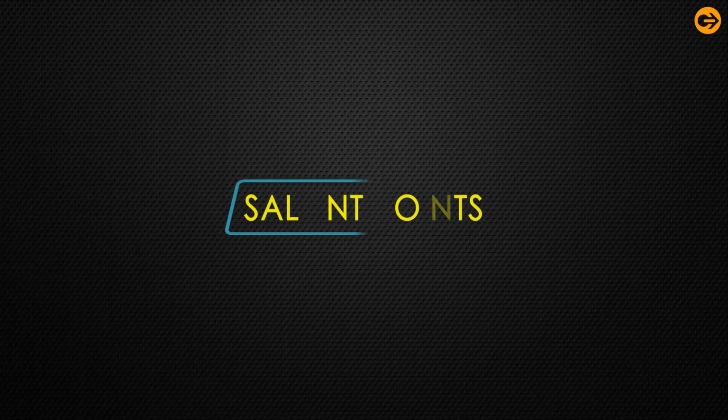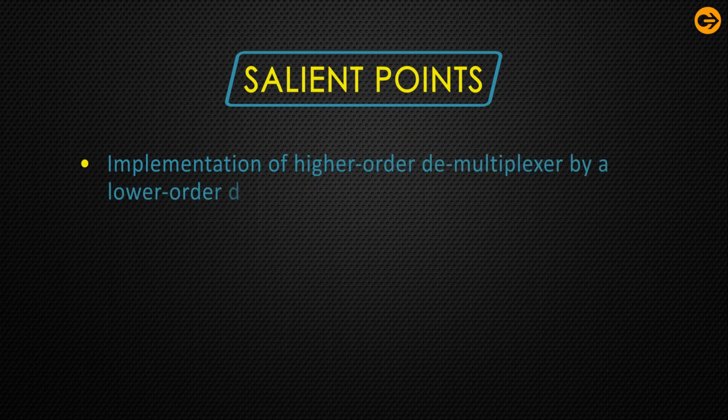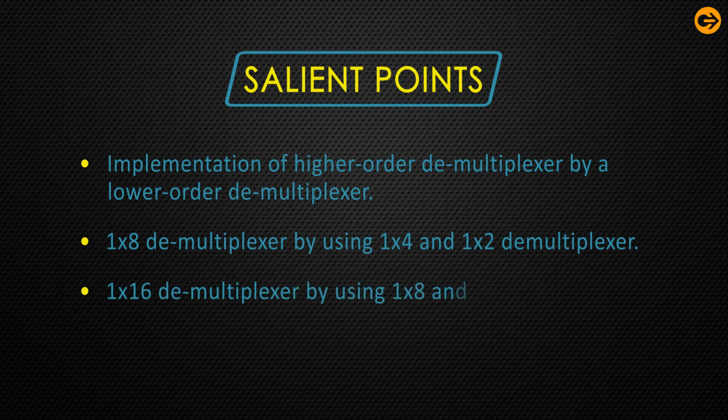In today's lecture, we have learned implementation of higher order demultiplexer by a lower order demultiplexer: 1 to 8 demultiplexer by using 1 to 4 and 1 to 2 demultiplexer, and 1 to 16 demultiplexer by using 1 to 8 and 1 to 2 demultiplexer. With that, we are at the end of this lecture.